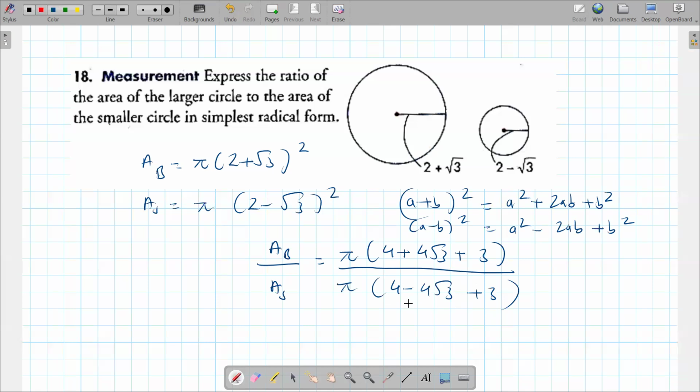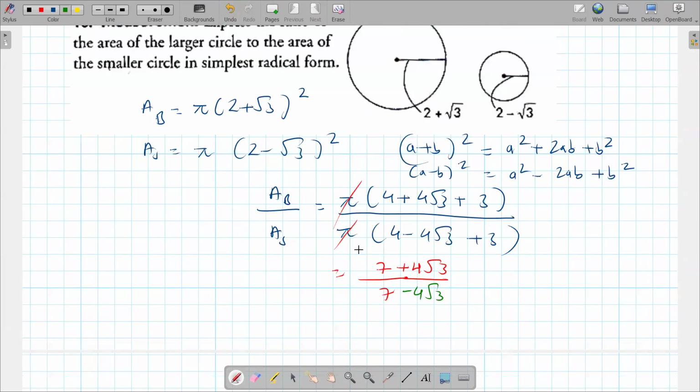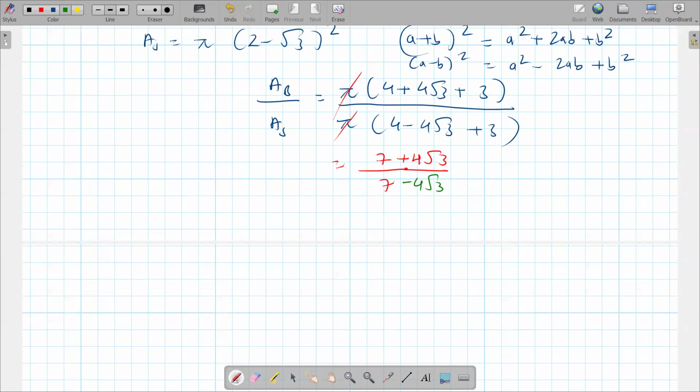Now, let's see what cancels out. Pi is gone. 4 plus 3 is a 7. 4 plus 3 is also a 7. So we have 7 plus 4 root 3 on the top and 7 minus 4 root 3 on the bottom. Is that the final answer? You have to rationalize it. So what do we multiply it by?